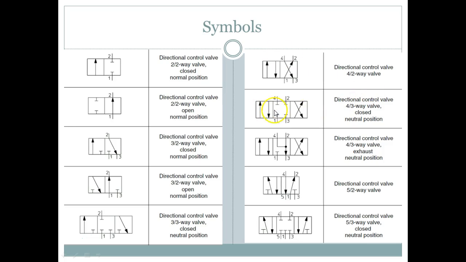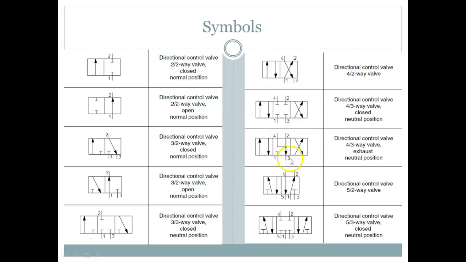This right here, when we're in the center, all the ports are blocked. So what would happen there is our power source would still remain pressurized because it can't go anywhere, right? The exhaust port would be blocked, and the actuator would stay in its position. And then when I shifted it over to this direction, it would cause it to go in one direction. When I shifted it over here, it would cause it to go to the other.